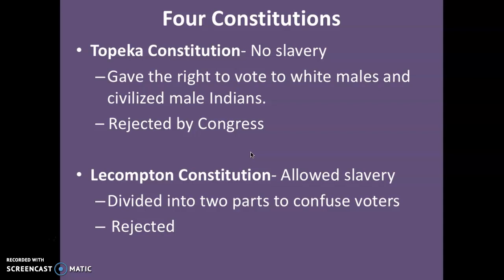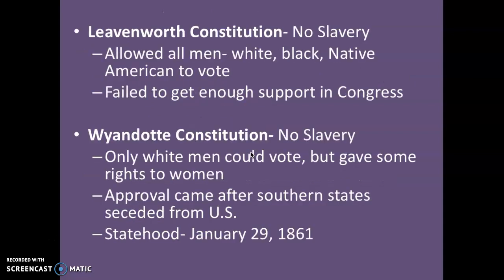The Lecompton Constitution will be offered soon after that. It was divided into 2 parts that made it very confusing. And basically, no matter how you voted, you were voting to approve slavery. So Congress throws that one out.